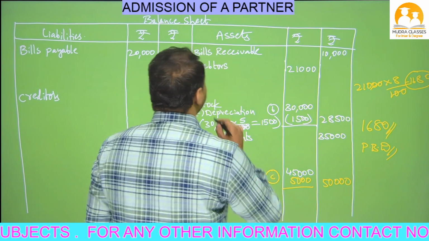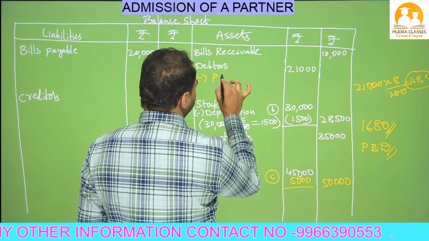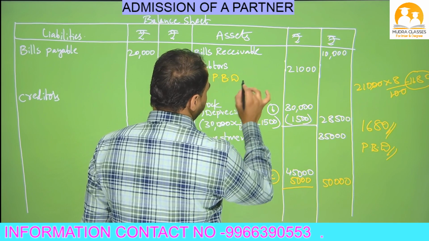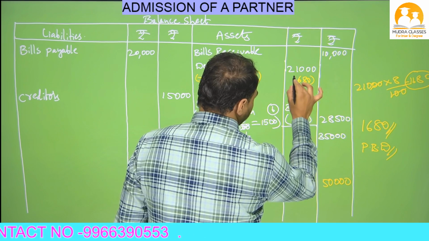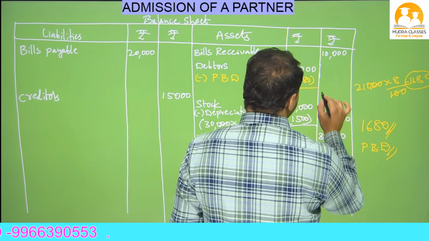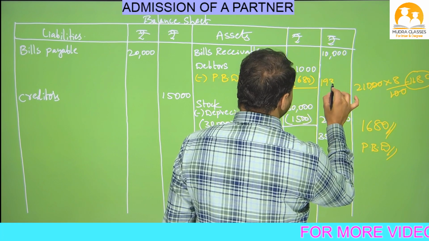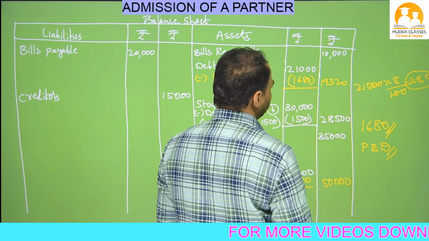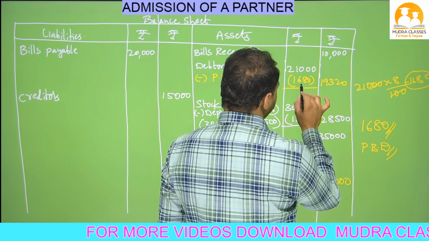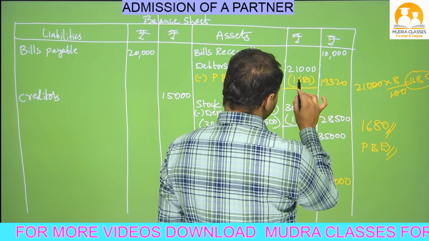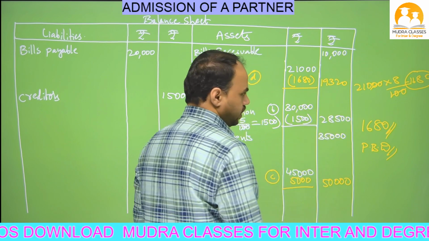Now what we have to do? From balance sheet asset side, we have to deduct, we have to write here PBD. PBD means provision for bad debts. This is adjustment number D. How much amount? 1680 we have to deduct here. Okay, so how much we will get, Nana? 19,320. 7 minus 10, minus 1, 9. Okay, right, 19,320 we got.